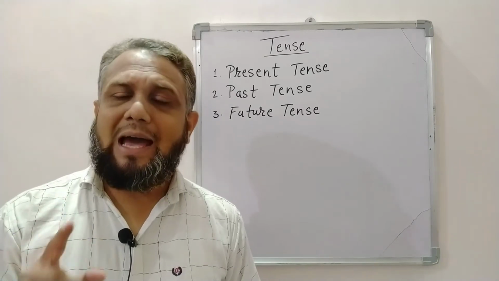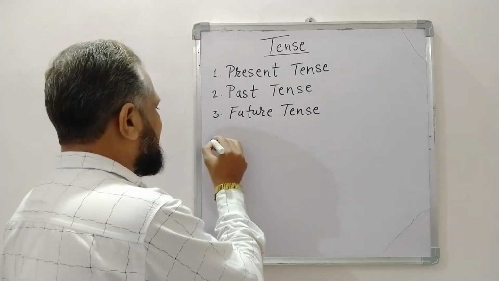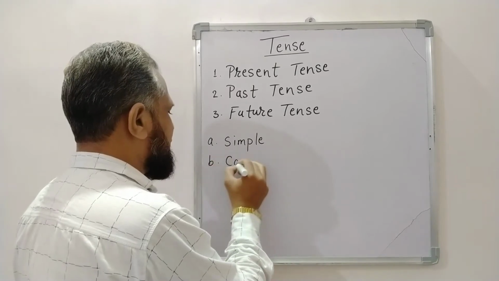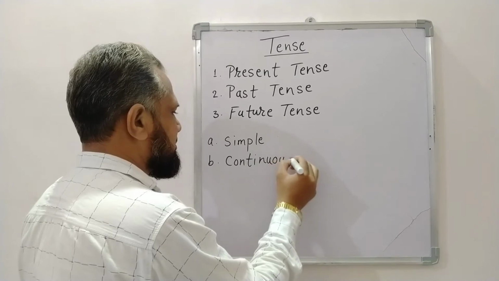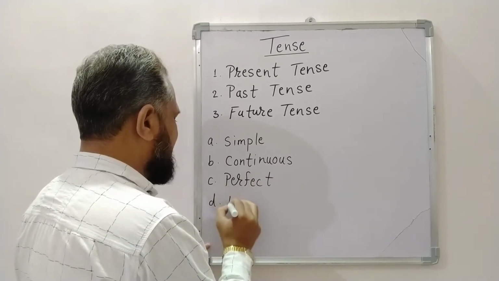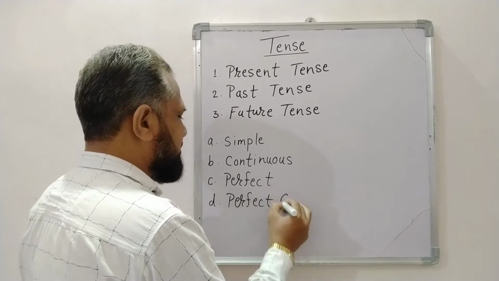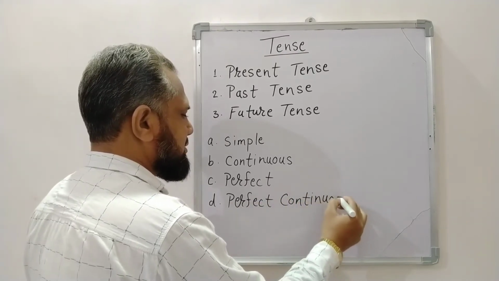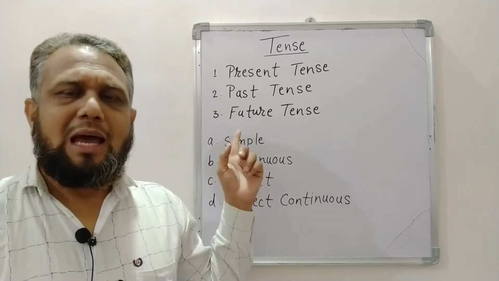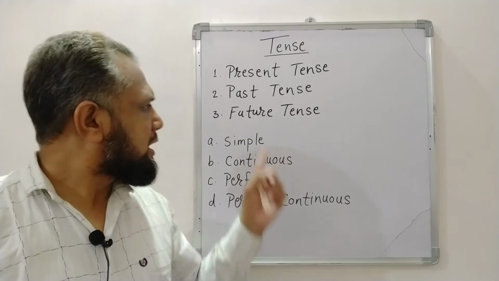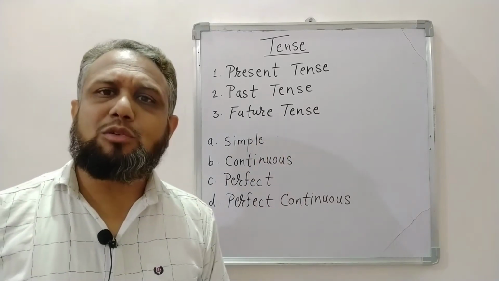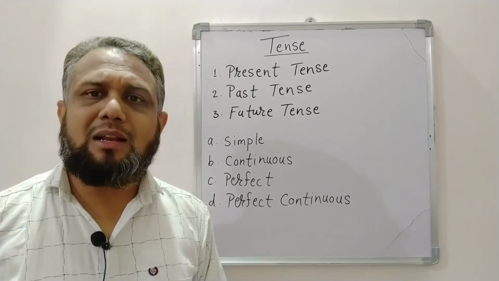These subtypes are simple, continuous, perfect and perfect continuous. All of these 3 tense are having these 4 subtypes, means these 4 subtypes are of present tense, of past tense, of future tense. So there are total 12 tenses.